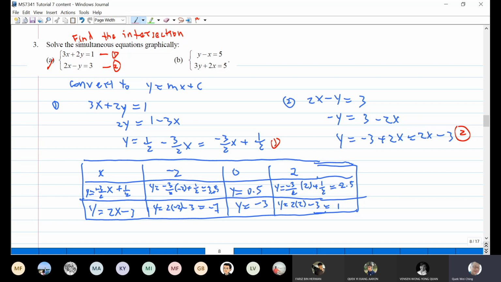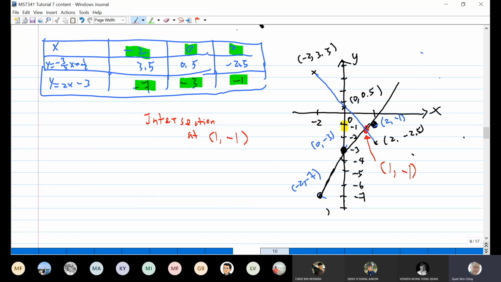So make the standard equation, then make a table. Usually they'll give you the range of x in the table, and you just fill in the missing values. Then from the table, you make the graph and show people how this graph looks like. Then look for the intersection.